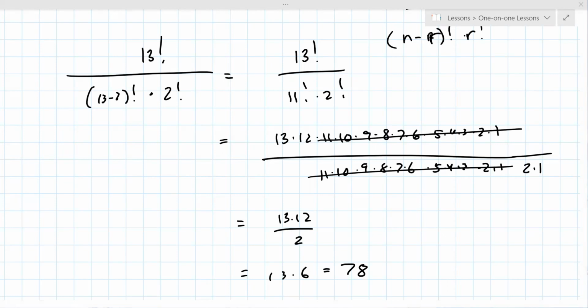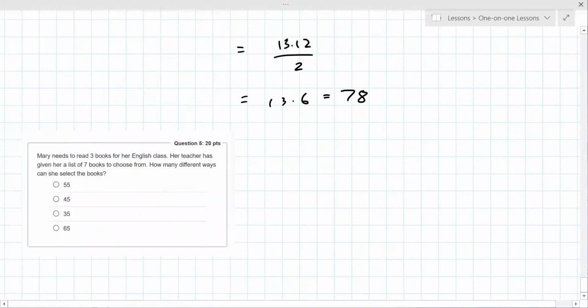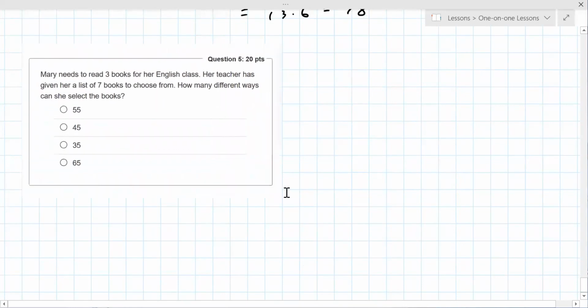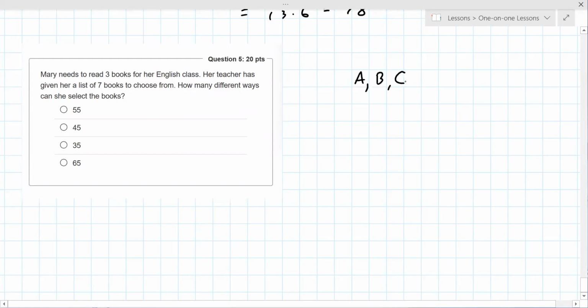All right, we're up to our last question here. Mary needs to read 3 books for her English class. Her teacher has given her a list of 7 books to choose from. How many different ways can she select the books? Let's say that there's 3 books, A, B, and C, and you pick A, then B, then C. And let's say another person chooses A, C, and B.